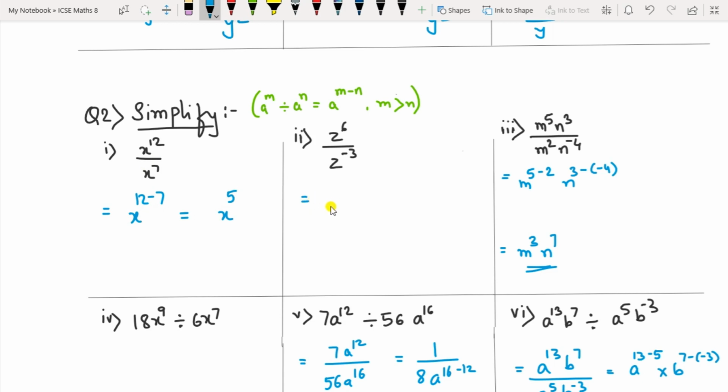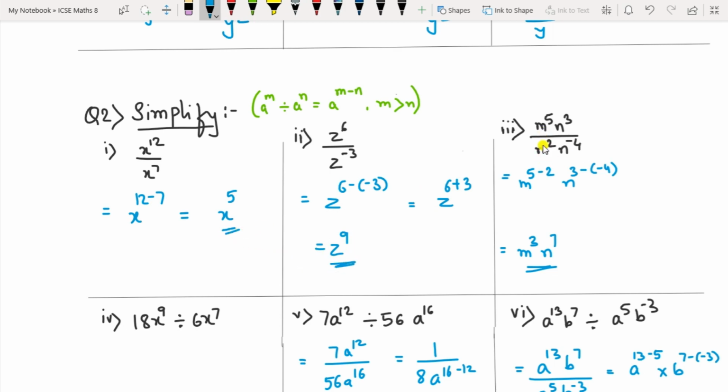So in this case here, this is z equal to 6 minus of minus 3. This already it is minus 3, and because of division this minus is there, so it becomes z raised to minus becomes plus, so the answer becomes z raised to 9. So this is the answer.